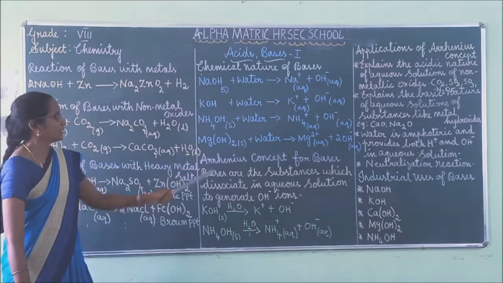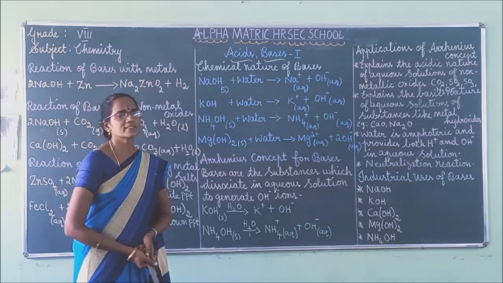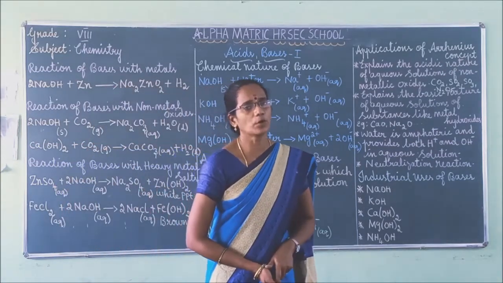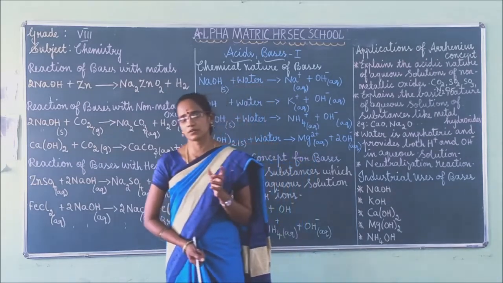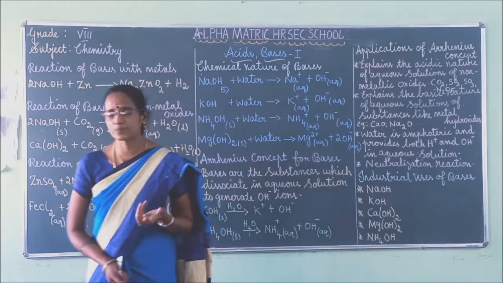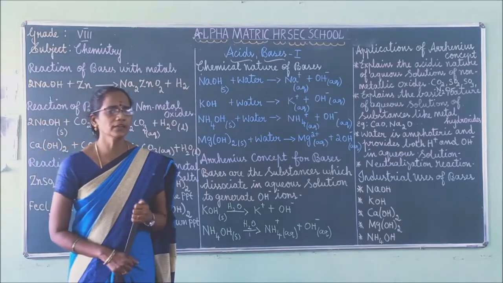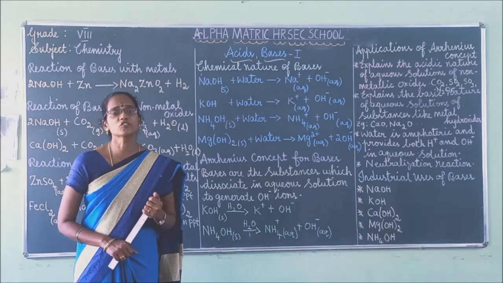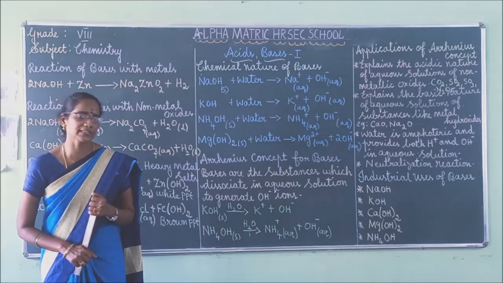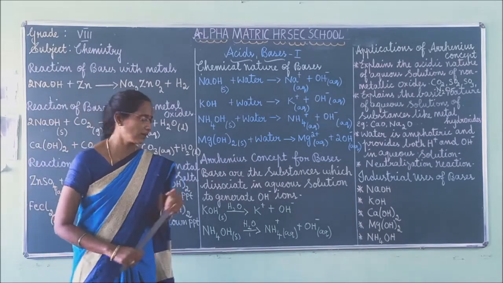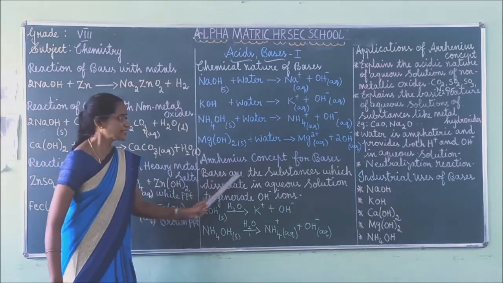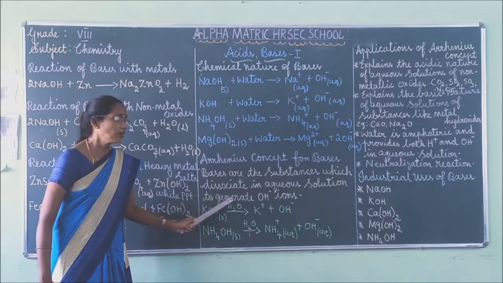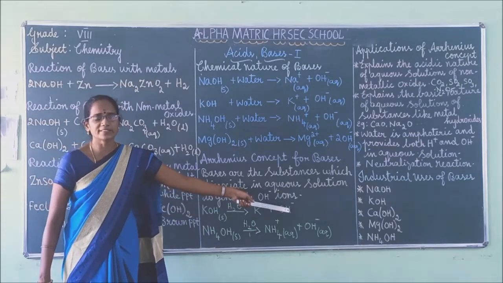Right. Next we can move to the Arrhenius concept for bases. In the previous class we learned about the Arrhenius theory based on acids. According to Arrhenius theory, an acid is a substance that releases H+ ions, hydrogen ions, in water, isn't it? But bases are the substances which dissociate in aqueous solution to generate OH- ions.